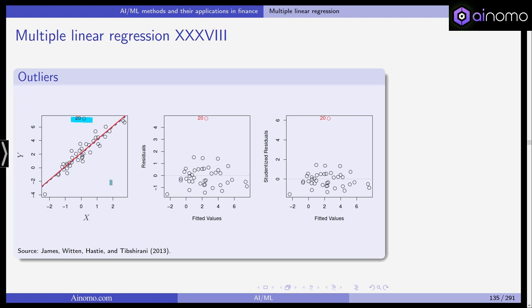For example, it will lead to an increase in the residual standard error, so the RSE will increase, and the adjusted R squared will decrease when we include the outlier. So the model fit is getting worse, and we could think about excluding this outlier. You can also identify this outlier by looking at the residuals in the middle plot here. Again, 20 is far away from the remaining residuals. And if we studentize the residual, that is, we divide it by its standard deviation, it's still an outlier. So one could think about excluding this outlier.